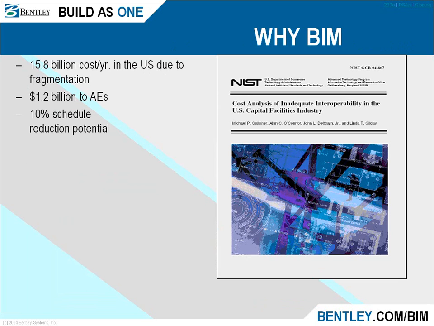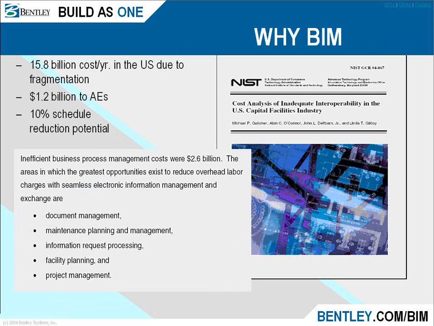So you may ask, why is BIM becoming so popular? It's due to the fact that initially there was a report done by the National Institute of Standards and Technology. They discovered that there was about $15.8 billion in cost per year in the U.S. due to fragmentation. And $1.2 billion was attributed directly to A&E firms, a 10% schedule reduction potential. So inefficient business process management costs total $2.6 billion.